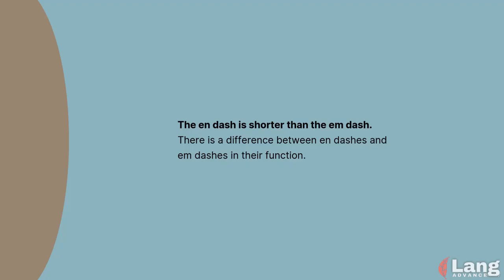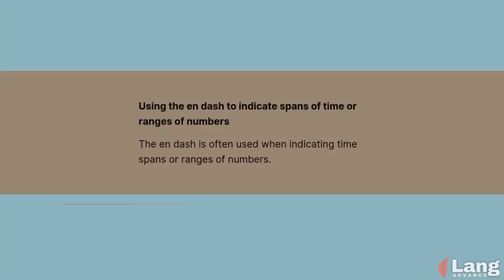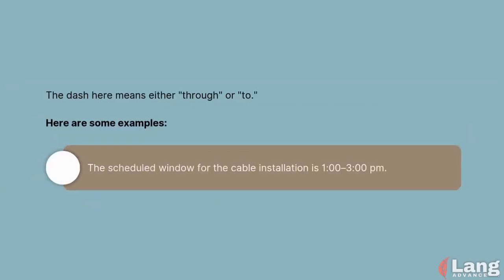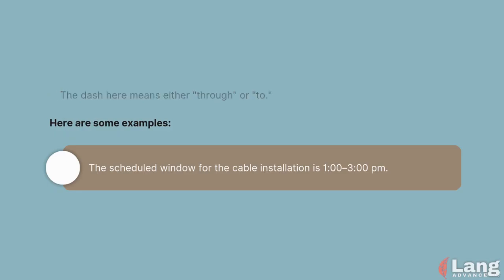There is a difference between N dashes and M dashes in their function. Using the N dash to indicate spans of time or ranges of numbers. The N dash is often used when indicating time spans or ranges of numbers. The dash here means either through or to. Here are some examples. The scheduled window for the cable installation is 1:30 to 3:30 p.m.